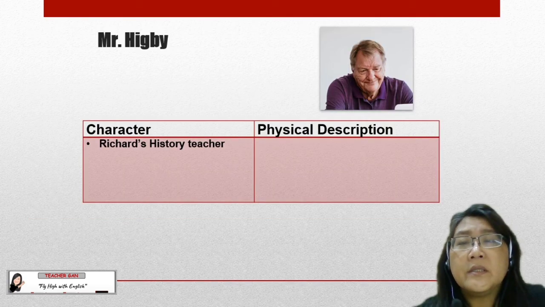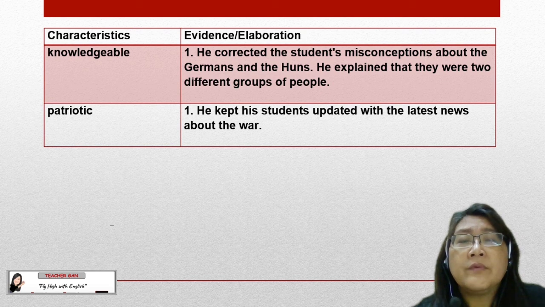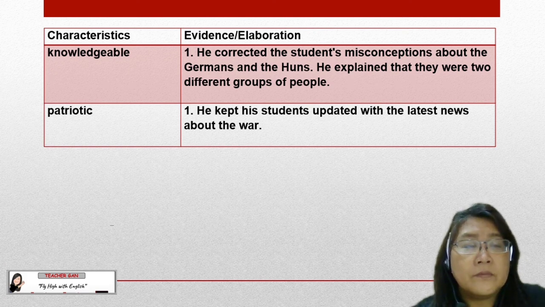Another teacher in the school is Mr. Hickman. Mr. Hickman is Richard's history teacher. Let's look at Mr. Hickman's characteristic. He is knowledgeable. He corrected the students' misconceptions about the Germans and the Huns. He explained that they were two different groups of people. He is also patriotic. He kept his students updated with the latest news about the war.